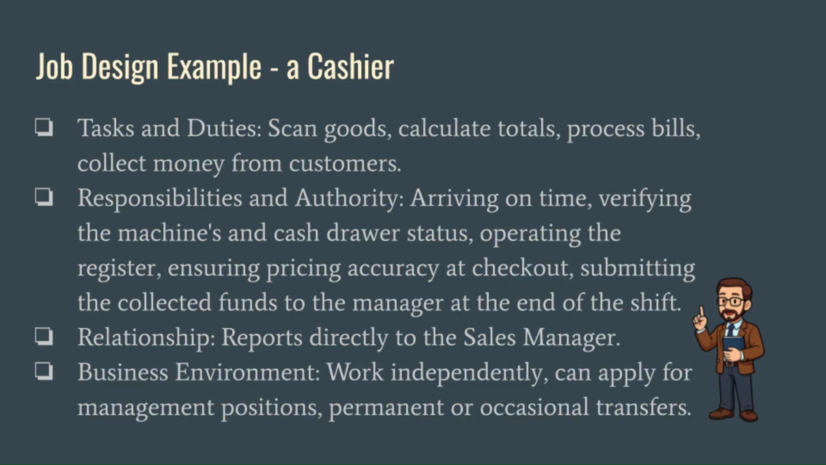Example, the instruction for a cashier was formed after a job design process. Tasks and duties, a cashier must scan goods, calculate totals, process bills, and accurately collect money from customers. Responsibilities and authority, this person is responsible for arriving on time, verifying the machine's and cash drawer status, operating the register, ensuring pricing accuracy at checkout, and submitting the collected funds to the manager at the end of the shift.